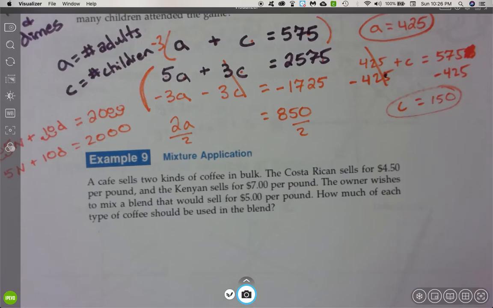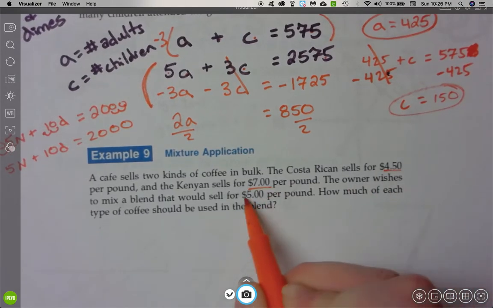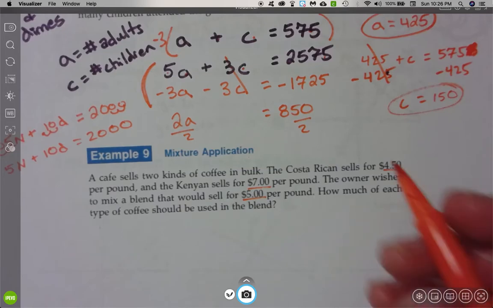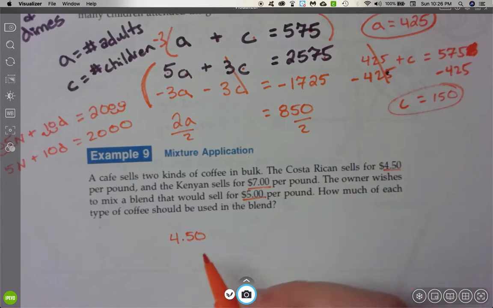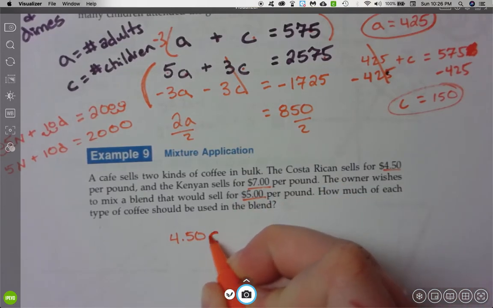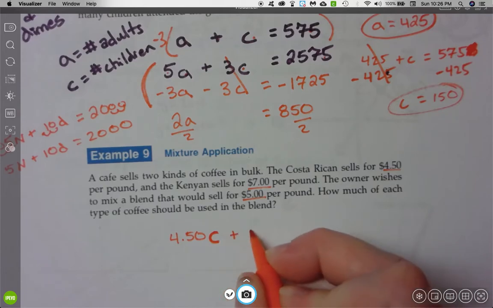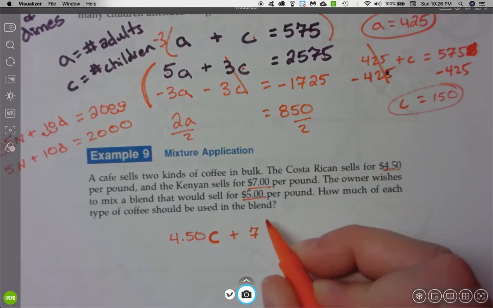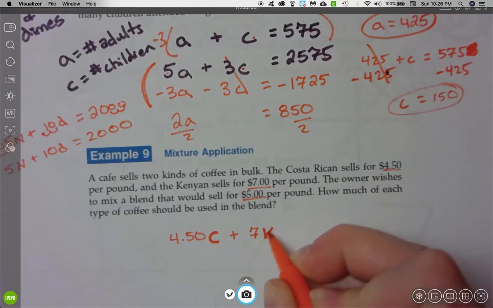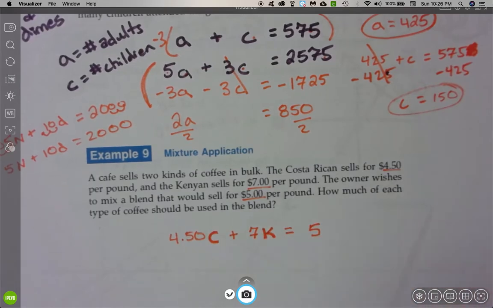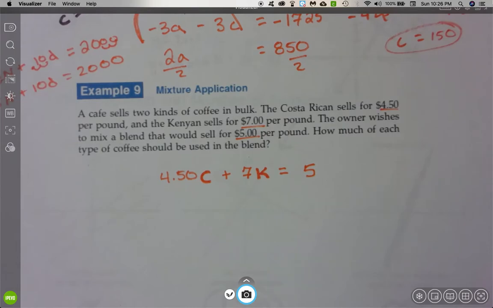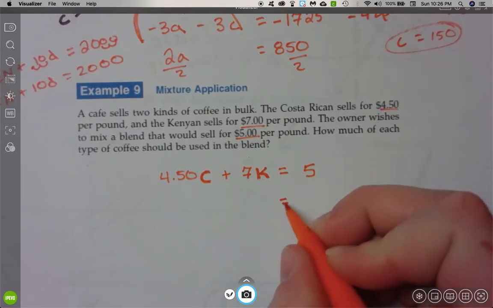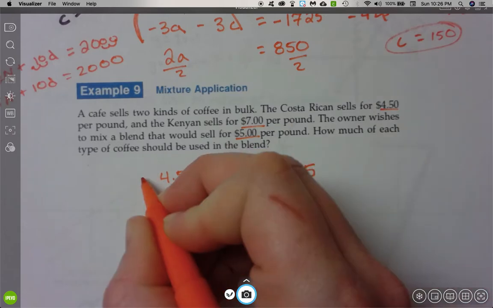Okay, so I'm going to start with the money amounts: $4.50, $7, and $5. So $4.50 times the Costa Rican, let's say that's going to be C, plus $7 for the Kenyan kind, we'll call that K, and I want that to average out to be $5. We're going by per pound here. Let's say that this is going to be our money equation.